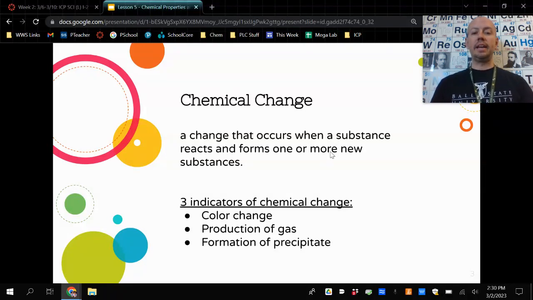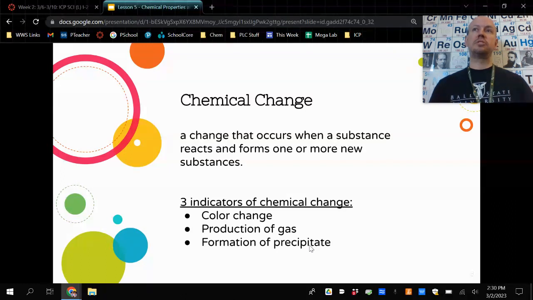Our three big indicators of that are a color change. So if we mix two things together and they make a color that we didn't expect, like our very first lab, two clear colorless liquids becoming yellow and cloudy. The formation of a gas or bubbling. When you mix baking soda and vinegar and make that volcano, that is a chemical change. And formation of a precipitate.